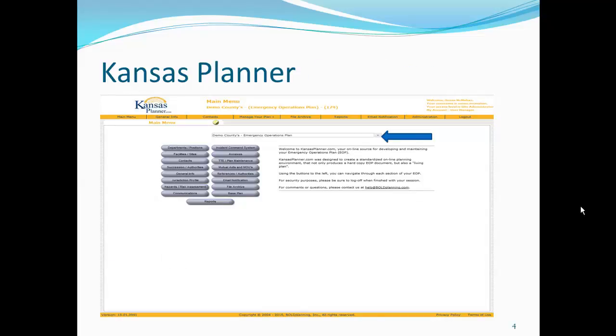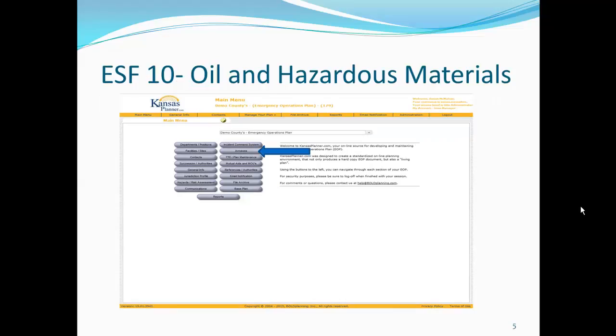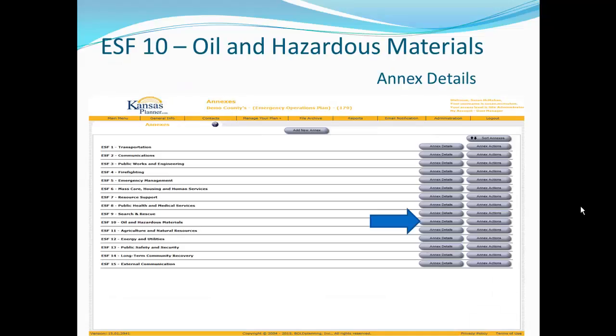Once you've signed on to the Kansas Planning system with your username, password, and security code, in the middle of the screen will be where you type your county name and then choose the emergency operations plan. Once you've done that, you will click on Annexes, and when in the annex details, you will choose which ESF, so we're working on ESF 10, and click on Annex Details.